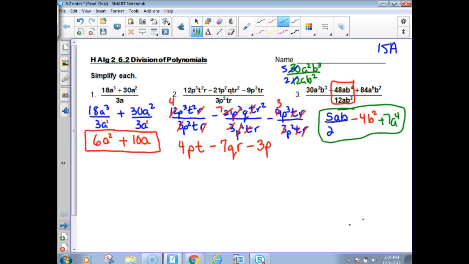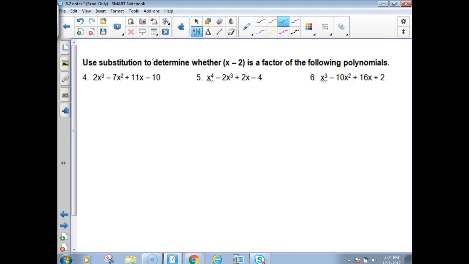Okay, this next one: use substitution to determine whether x minus 2 is a factor of the following polynomials. What that means is this is in the form x minus a. If that is a factor of the polynomial, then we should get a remainder of 0 if we plug in 2. So we're going to plug in 2. If you get 0, then yes, it is a factor.